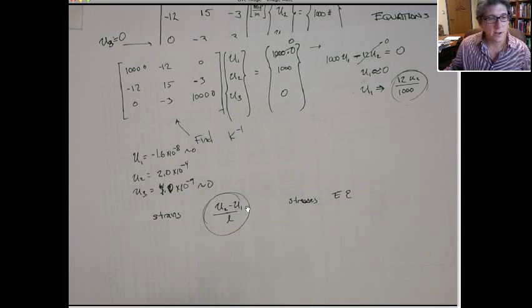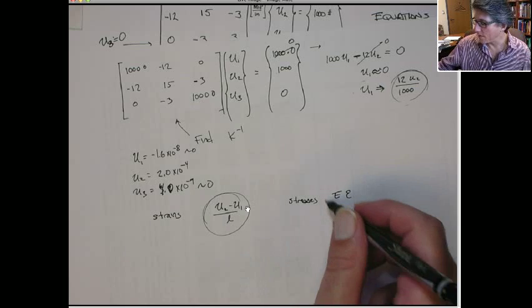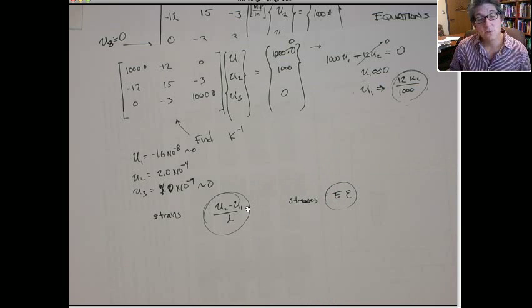All right, so you can get the strains by change in length over length, and then multiply it by Young's modulus, and you get the stress.